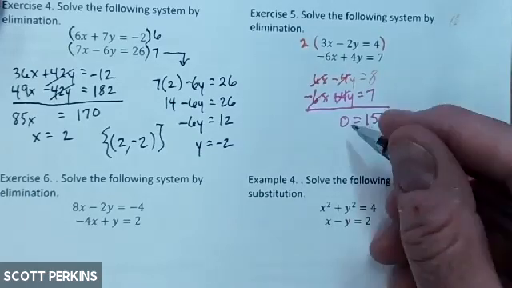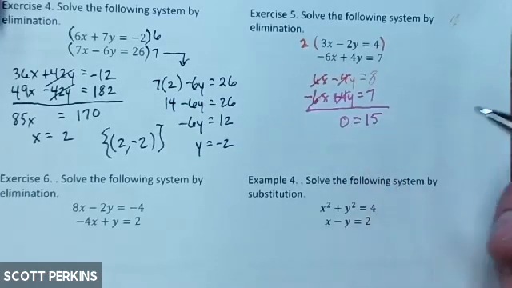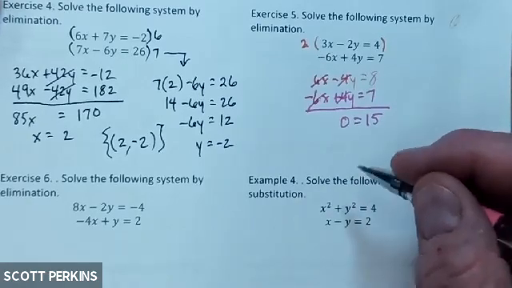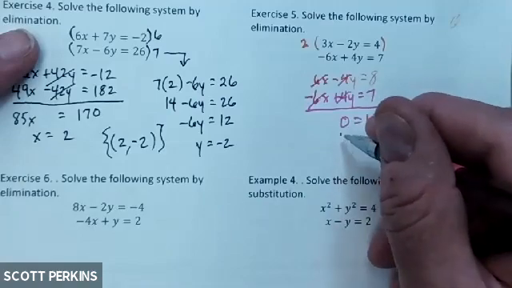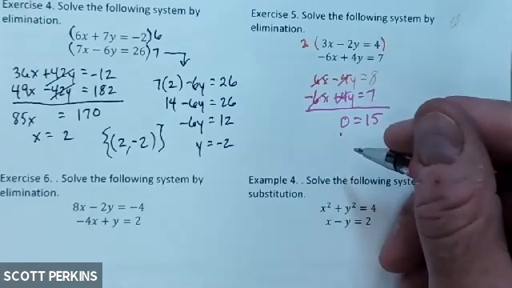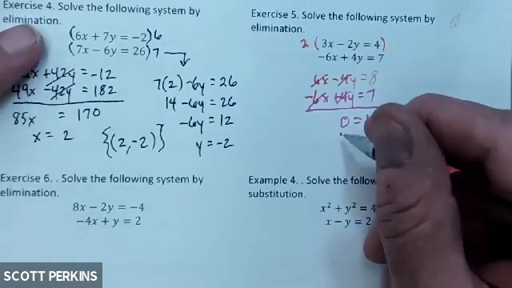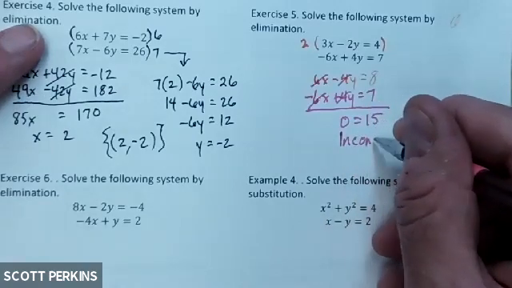Yeah, this is a false statement, right? 0 is not 15. I don't have to explain that, right? We'd rather have $15 than $0. Okay, so this is false. And what this is called when you solve a system and you end up with a false statement, this is called an inconsistent system.